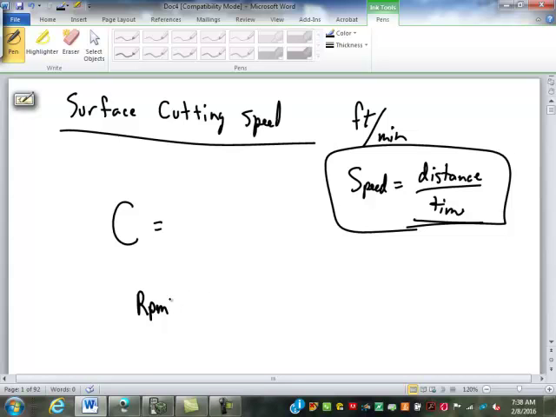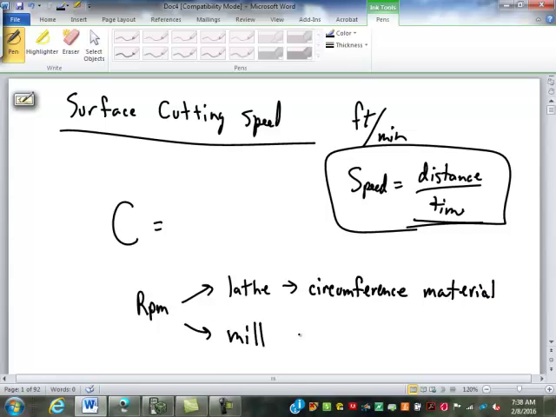So if you have so many RPMs and you know the circumference of the piece, there's actually two different routes we can go with this. One is on a lathe turning, then you're looking at the circumference of the material. Or you can look at a mill, and on the mill, it's the circumference of the tool.